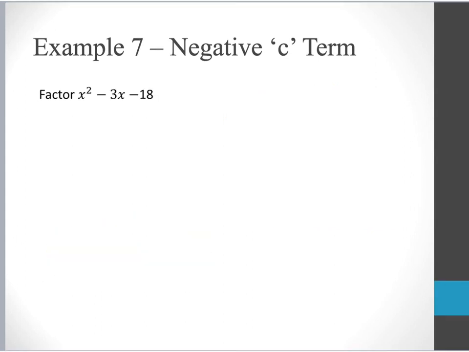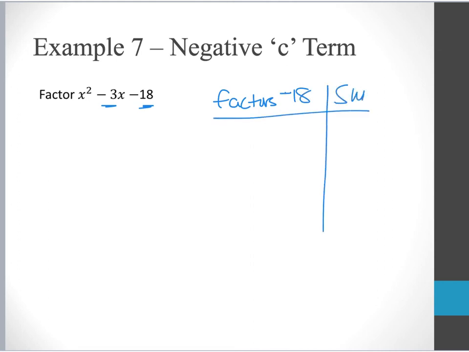Please go ahead and try to do example 7 on your own. This is very similar to what examples 5 and 6 were, but in this case we do have a negative c value as well as a negative middle term, but the process is again all the same. So our factors of negative 18, and we want to look at our sum.